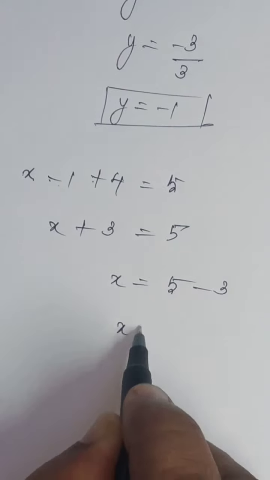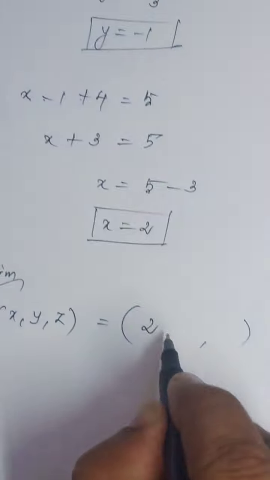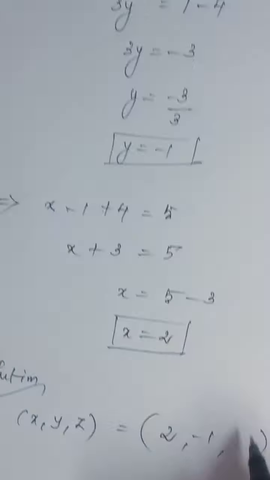So we have the value of x, y and z. So this is called the unique solution. Unique means only one solution. Finally write the solution. X comma y comma z. Write them in brackets. X value 2, y value minus 1 and z value 4.